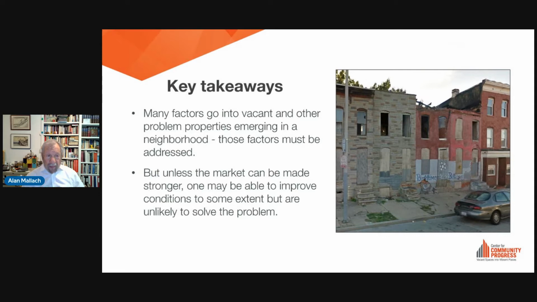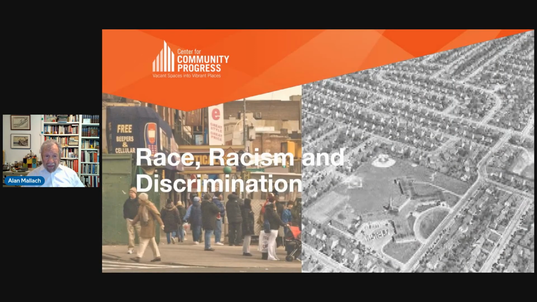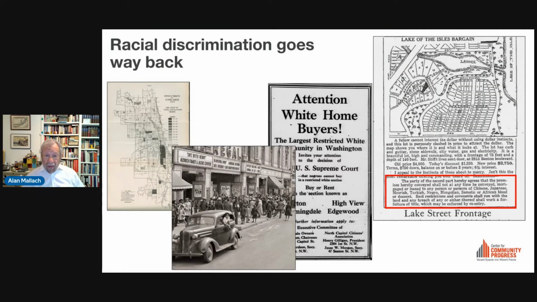Okay. Now, that's a good segue. Next slide, please. Into the role of race in affecting markets, because this is very powerful and very important to understand. So next, okay. The first thing is racial discrimination. I mean, I'm not telling anybody anything all that new here.